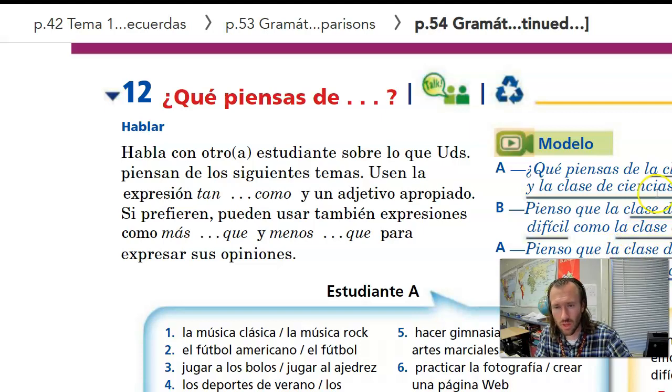So these underlined portions here, you're going to replace with these topics. And then, of course, change around the comparisons. Whether you want to make a comparison of equality, you'd say tan, and then after tan, pick one of those adjectives, how they're equal to each other: as easy as, difficult as, fun or exciting as, or as boring as. Or if they're not equal, use más or menos, and then the adjective going in between.